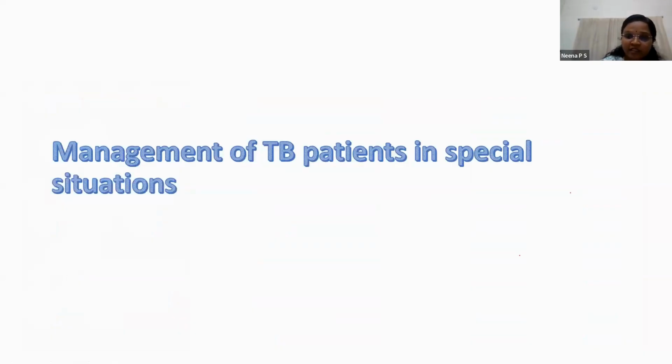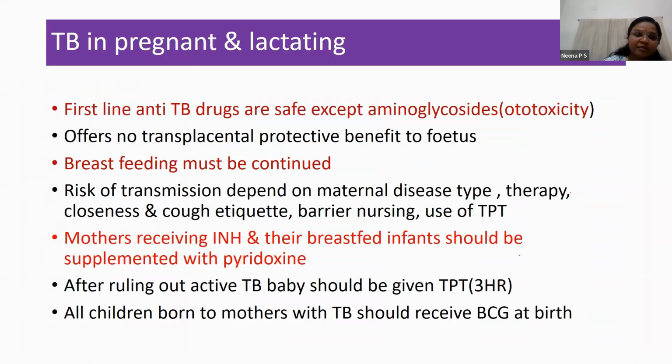Now, the management of TB in special situations: if it happens that a patient diagnosed with TB is pregnant and lactating, we can give all the first-line drugs very safely. But the only drug that is contraindicated is aminoglycosides. Routinely, we don't give aminoglycoside, but when the scenario comes as there's an ADR, like the patient is having chronic liver disease and you have to substitute the drug, then aminoglycosides are not recommended because they can cause fetal ototoxicity. And mind you, these anti-TB drugs don't offer any transplacental protective benefit to the fetus.